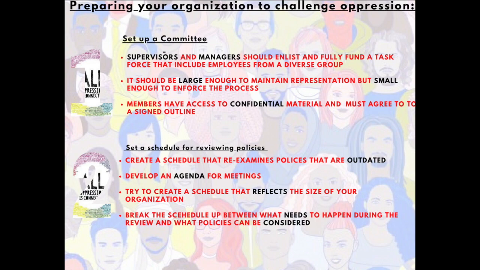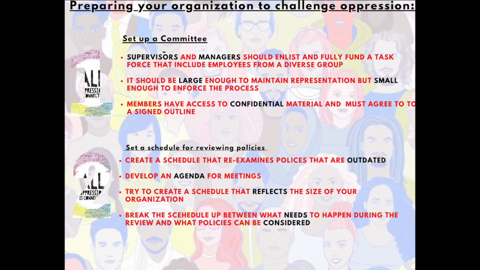So, preparing your organization to challenge oppression. Developing and revising policies can be a huge administrative task. As a result, policies tend to stay the same for years. This is a problem. Policies set out how the organization works and must be revised regularly as information changes and our knowledge on AOP grows. The hope is that this 4-step process provides your agency with an idea for integrating anti-oppression in your policy process.